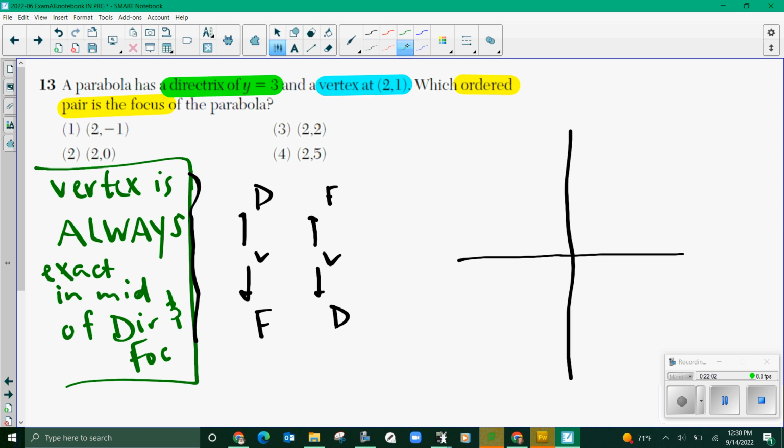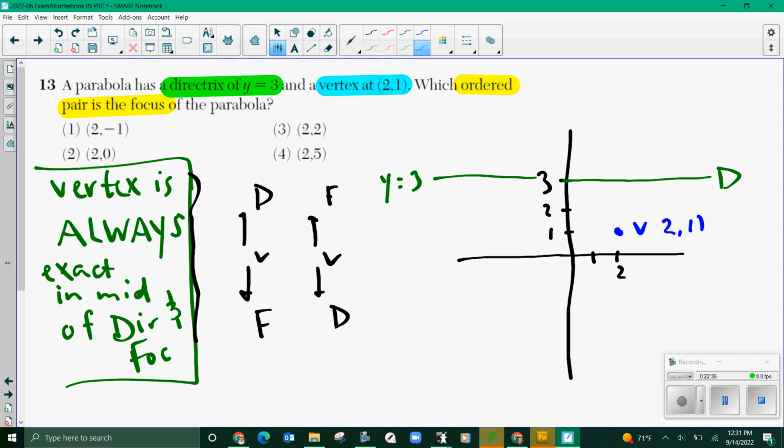So right now, my directrix is at 3, y equals 3. Here's 3, here's 2, here's 1. My directrix is a line, goes like this. That's my directrix. Y equals 3. My vertex is at the point 2, 1. So that's the coordinate right here. This is my vertex. That's at the coordinate 2, 1. Okay? The vertex is right in between.